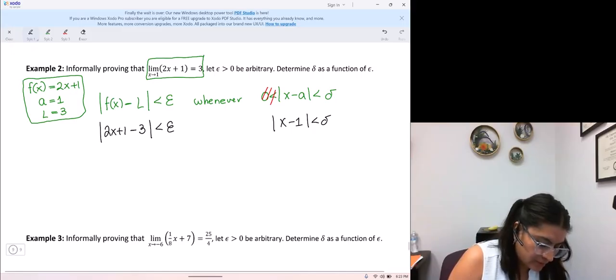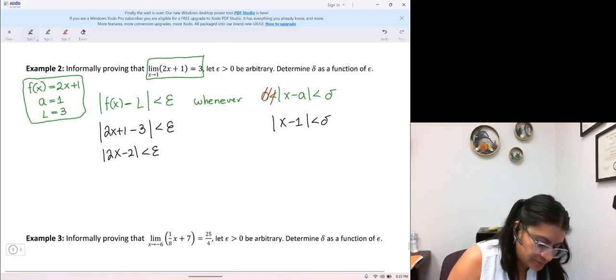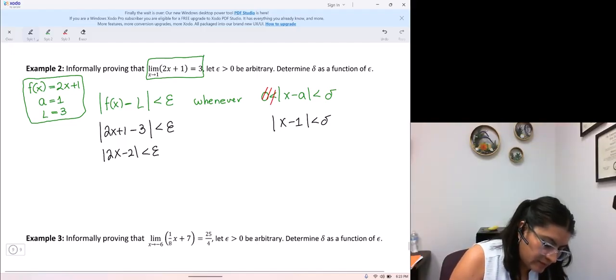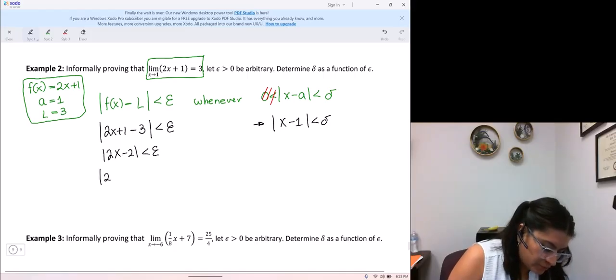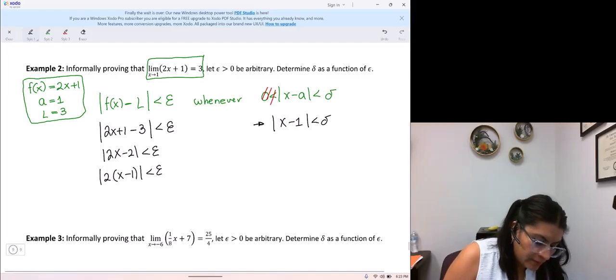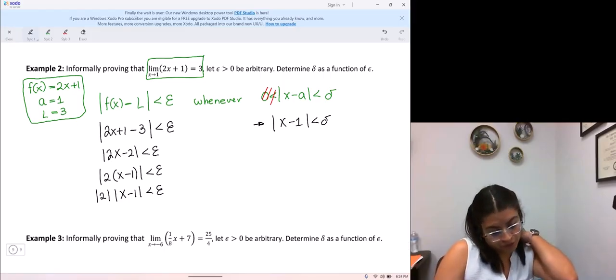Let's go back to the first inequality. We need to simplify. This is 2x minus 2 inside the absolute value less than epsilon. Now what we want to do is make it look like this inequality. So let's factor out a 2. If I factor out a 2, I end up with x minus 1 in parentheses less than epsilon. Now, this should have been multiplied, so I can separate it. This is the absolute value of 2 times the absolute value of x minus 1 less than epsilon. But the absolute value of 2 is just a 2.